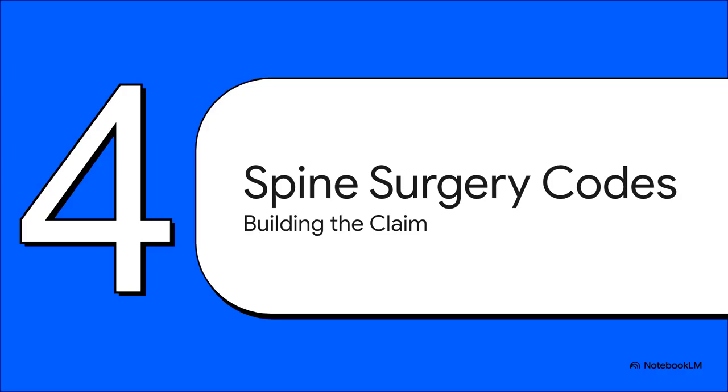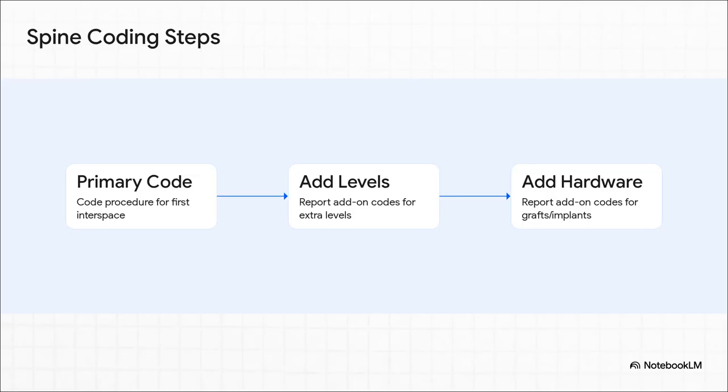Moving on to Section 4, navigating spine surgery codes, building the claim. Navigating spine surgery requires a highly formulaic approach, so you don't miss out on those complex add-on codes. And this brilliantly illustrates how building a spinal claim is really just a logical step-by-step process. Step 1. Code the primary procedure for your first interspace or segment. Step 2. Report add-on codes for each additional level. And Step 3. Report add-on codes for the instrumentation and grafts used.